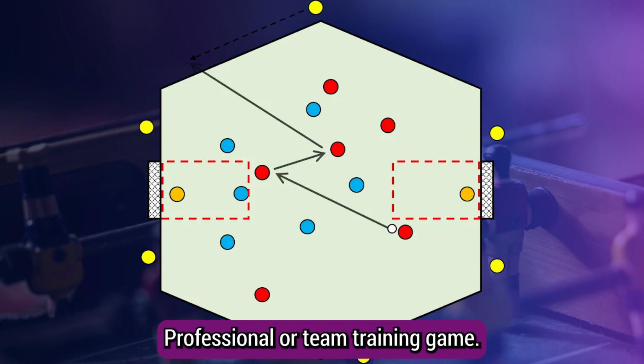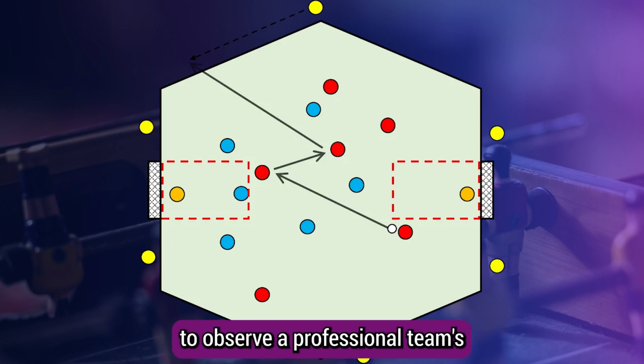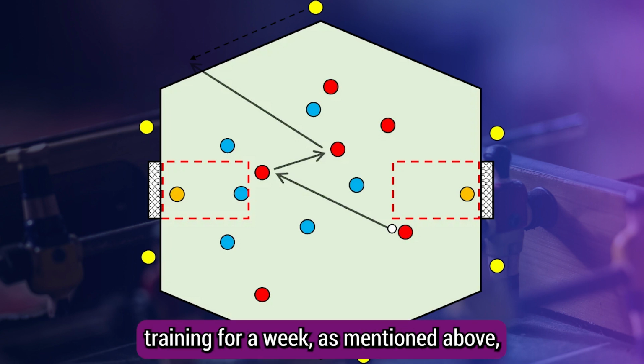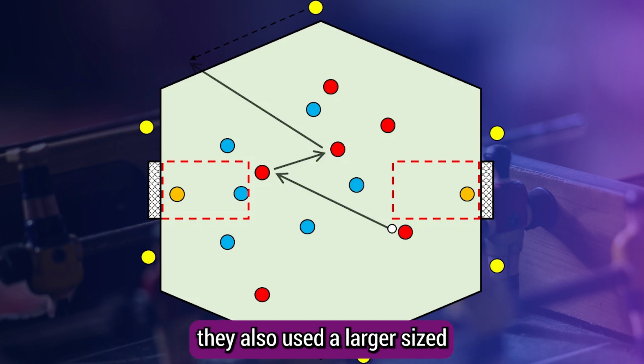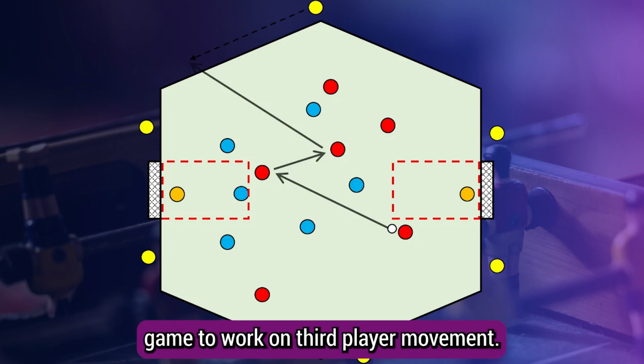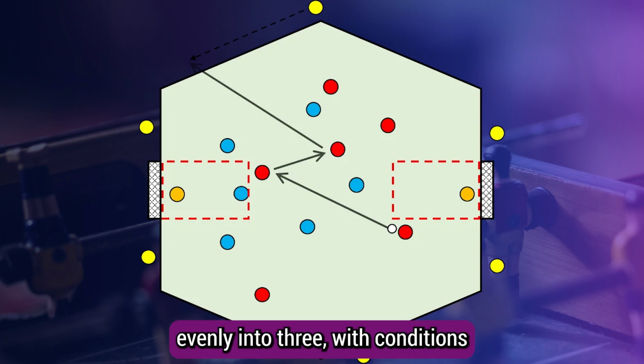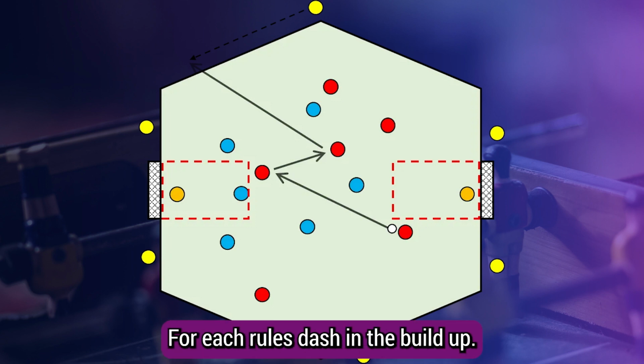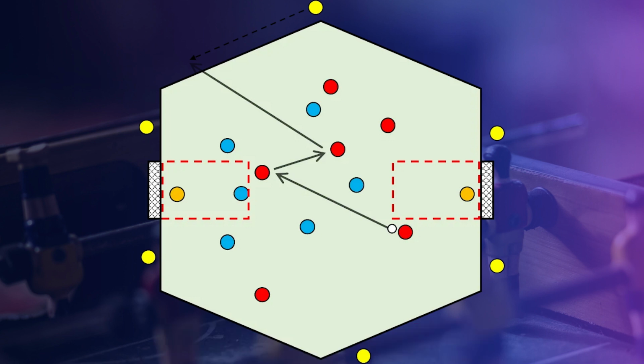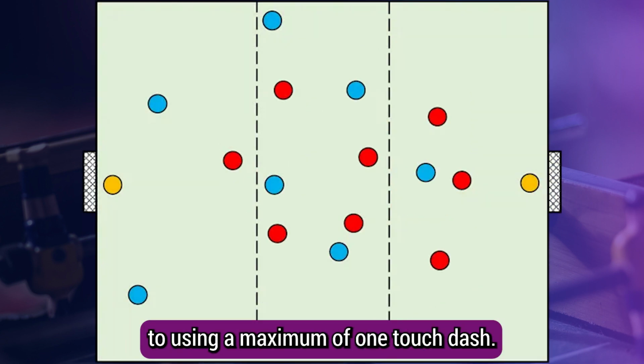Professional team training game. When I had the opportunity to observe a professional team's training for a week as mentioned above, they also used a larger size game to work on third player movement. The game was played on half a pitch, split evenly into 3, with conditions applied to the in-possession team for each. Rules. In the build-up third, players are limited to using a maximum of 2 touches. In the middle third, players are limited to using a maximum of 1 touch.